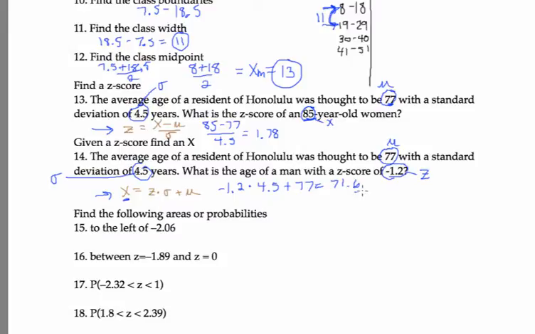$71.6. That's the age of the man with a z-score of negative 1.2, and that doesn't surprise me either. My z-score is negative, so I should be below the mean. The mean's 77, and I'm below 77.